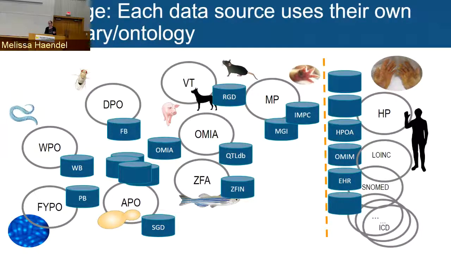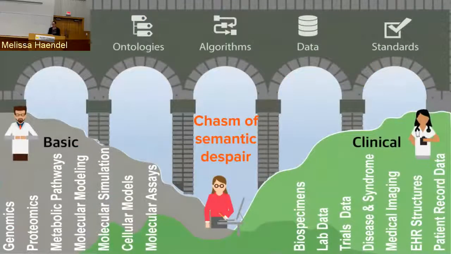It's not just that they have a different label for something, but the actual structure of the terminologies and how the information is encoded is different. So there's a computational alignment challenge, and there's a whole field of research on ontology alignment in general to come up with better methods for aligning different conceptual representations. I'm going to talk about the method that we've been using for this particular problem in the phenotype space, and this we call the chasm of semantic despair.